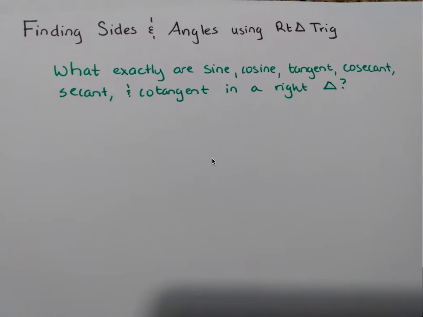This is a video explaining how to use right triangle trigonometry for finding the sides and angles in a triangle. So to start off, we're going to look at what exactly do sine, cosine, tangent, cosecant, secant, and cotangent mean? What are they in a right triangle?